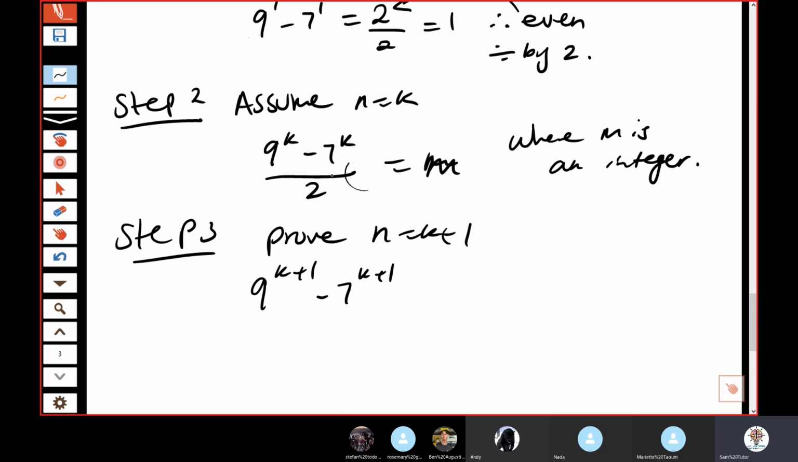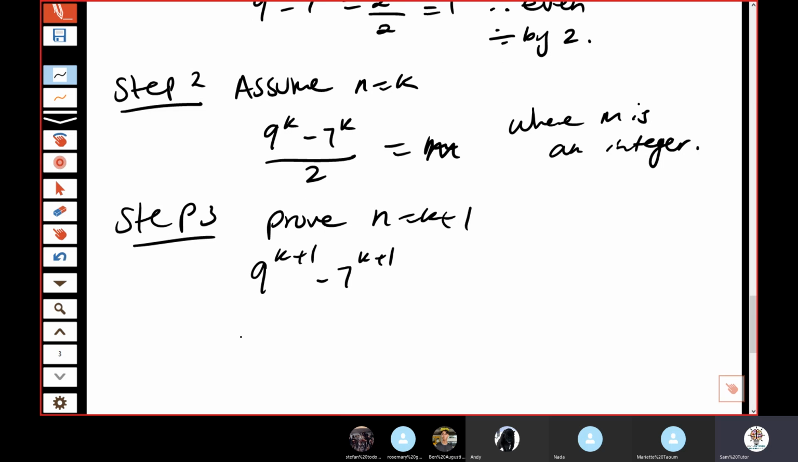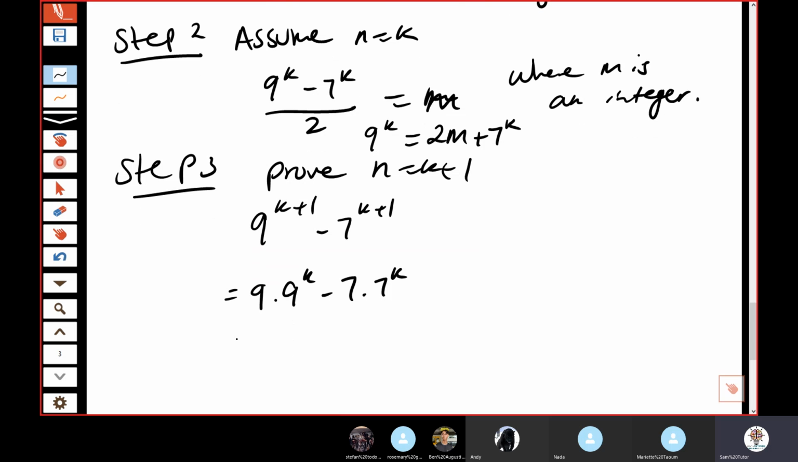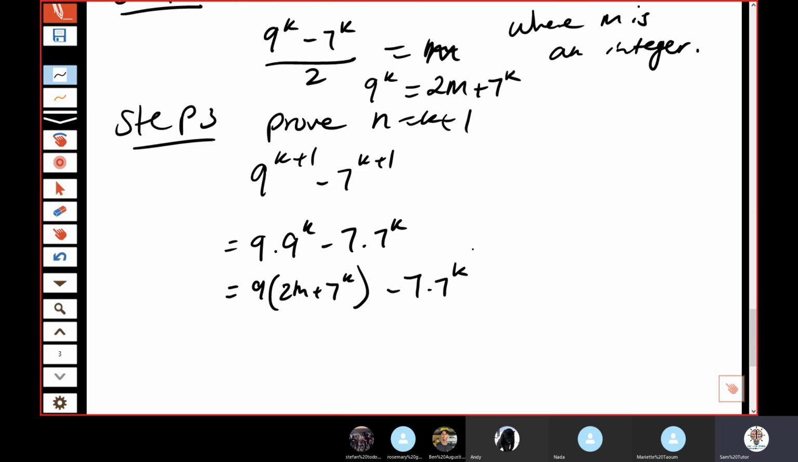Like I said, up here you're usually meant to skip a few lines because you're not sure what to sub in. But because I know here you're going to use your index laws all the time, that becomes 9 times 9 to the k minus 7 times 7 to the k. Then up here you make one the subject. The smarter one is making 9 to the k the subject, because then you can add 7 to the k. So this becomes 9 times (2m plus 7 to the k) minus 7 times 7 to the k.